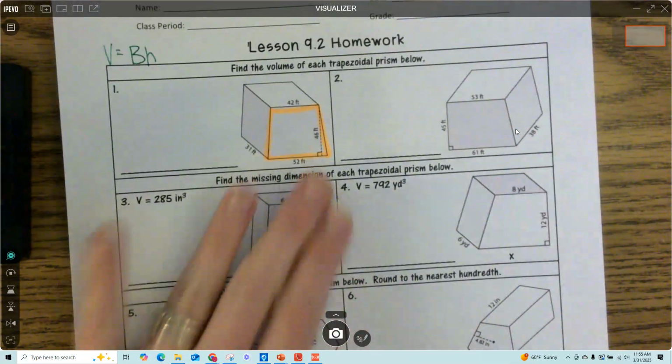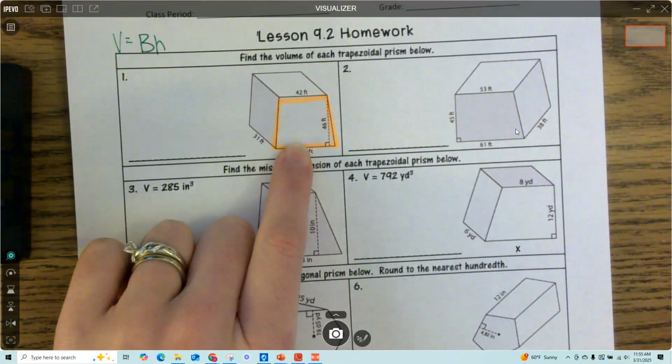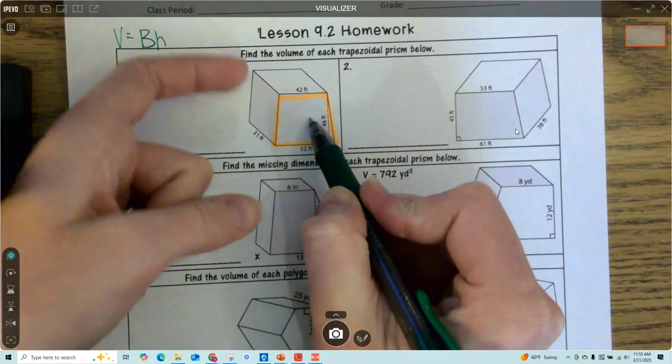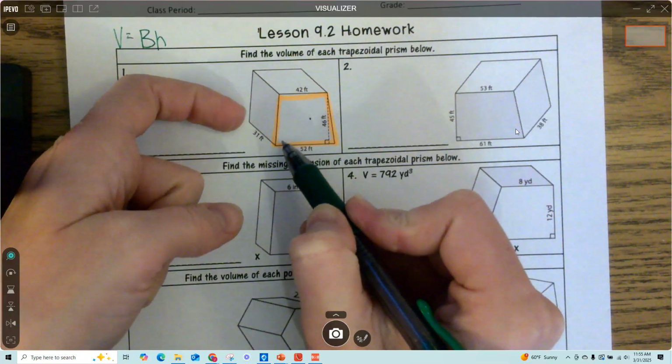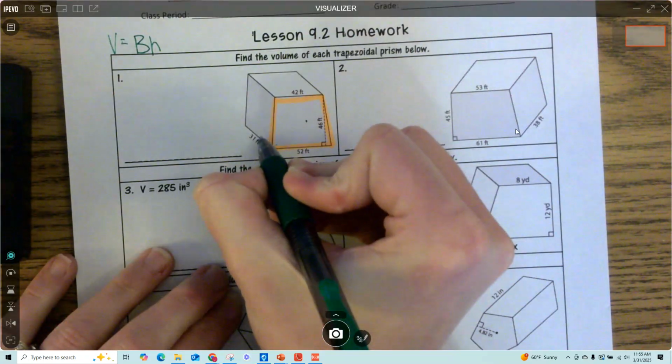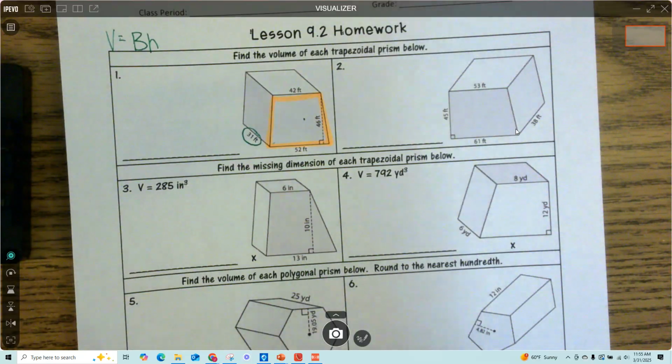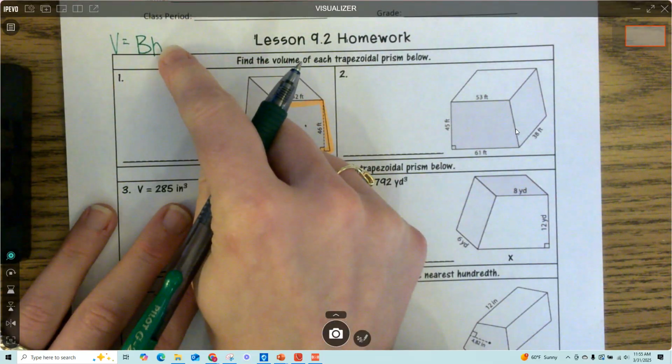So on this one, number one, which one of the numbers is the height of the entire prism? 31. So remember, from base to base. So if this is one of our bases, the other one's back here, and the distance between those two bases, that's our height. Okay, so we know our height.